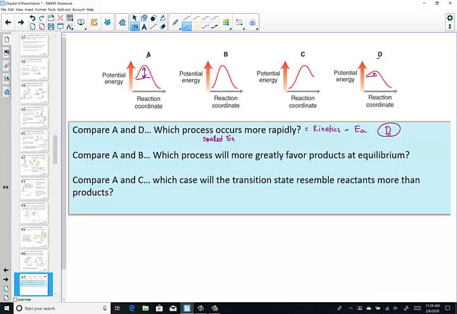Let's compare A and B. Which will more greatly favor the products? And so this is a thermodynamic consideration. And what we want to know there is to favor the products, you want to have the negative delta G. The larger the delta G is negative, the difference between the starting and ending material. So here's the delta G for reaction A. And look at this guy for B is just really about the same. That's about 0, wouldn't you think? So this is a negative delta G. Certainly A is going to be favored over B.